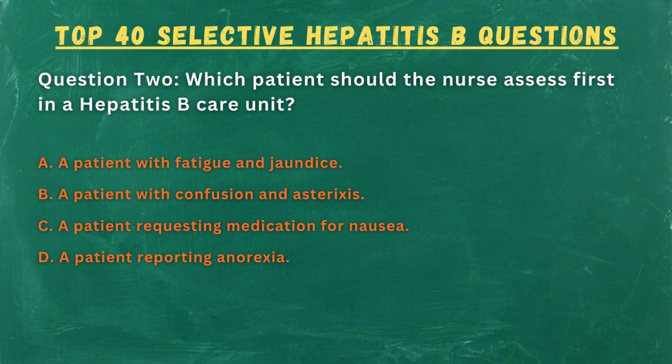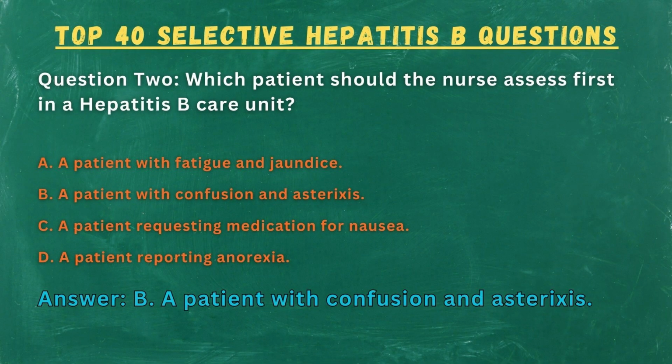B. A patient with confusion and hysterexis. C. A patient requesting medication for nausea. D. A patient reporting anorexia. Answer. B. A patient with confusion and hysterexis.